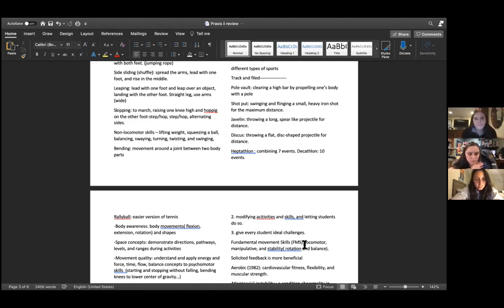Heptathlon is combining 7 events. Decathlon is 10 events. Rally ball is an easier version of tennis. Body awareness is body movements such as flexion, extension, rotation, and shapes. Space concepts is demonstrating directions, pathways, levels, and reaches during activities. Movement quality: understand and apply energy and force, time flow, and balance concepts to psychomotor skills, starting and stopping without falling, bending knees to lower center of gravity.